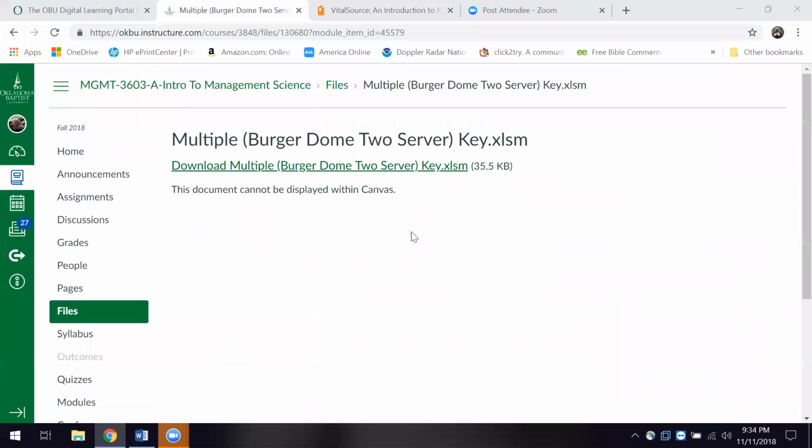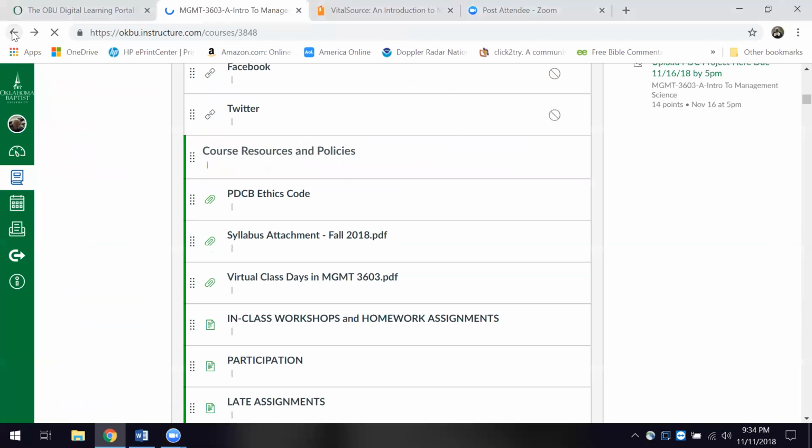Okay. But that's the key. Okay. And now let's go back over here. That was the two-server key.